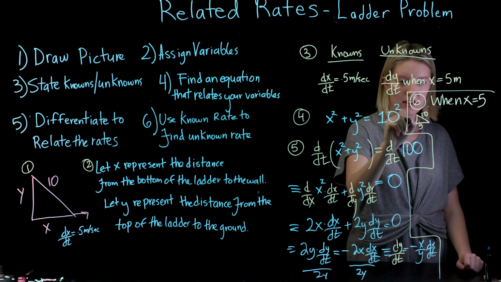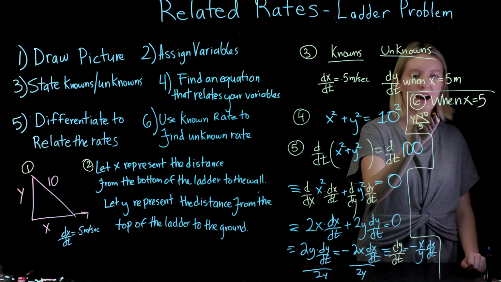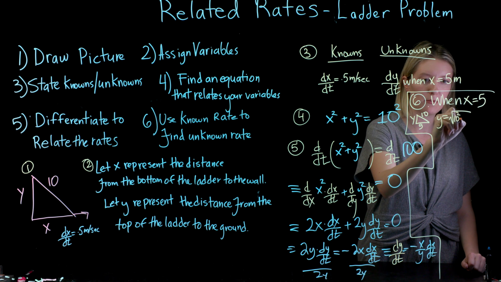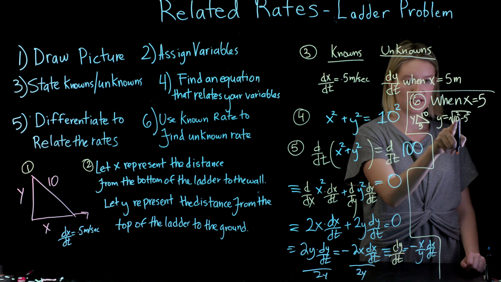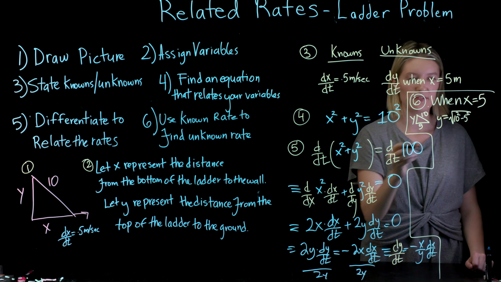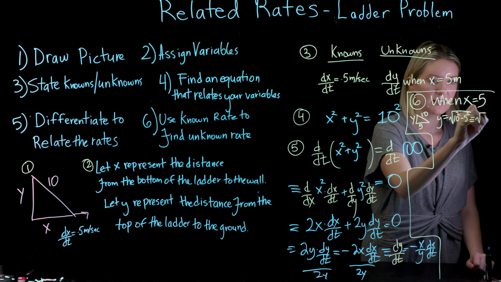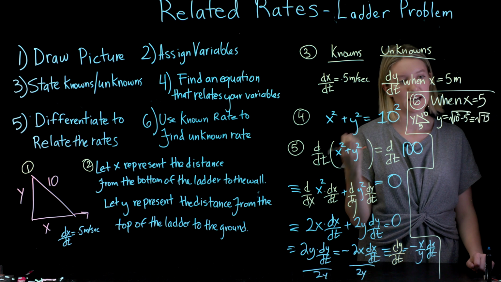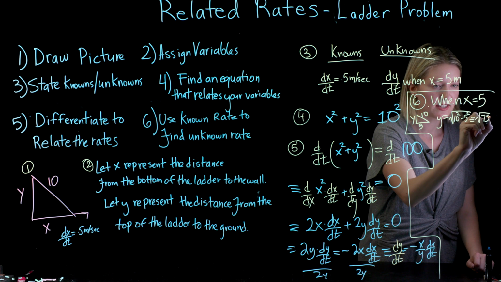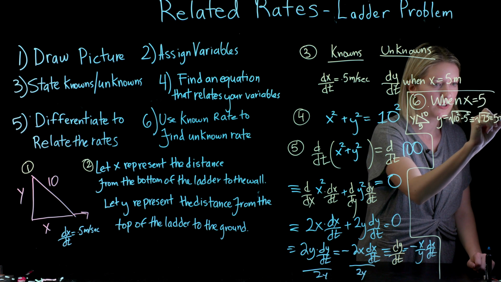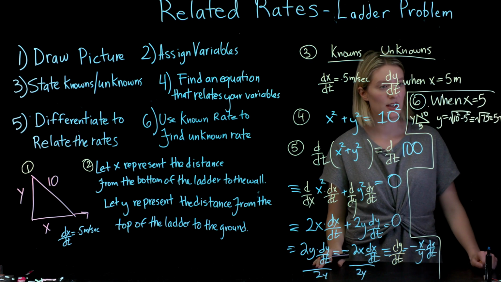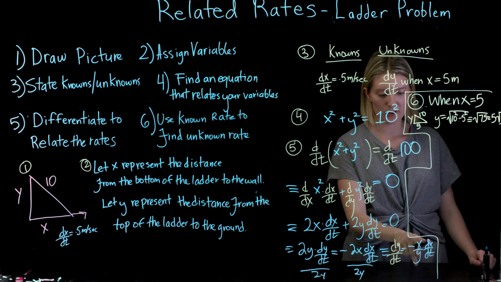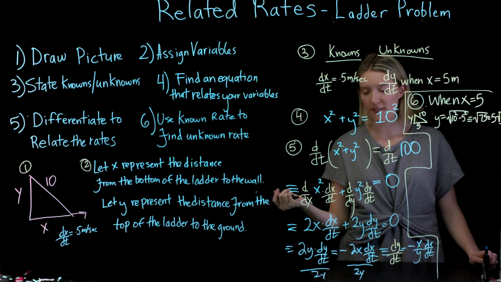So I have my little triangle right here, and I say, okay, well, when x is equal to 5, then y is equal to the square root of 10 squared minus 5 squared. This is 100 minus 25, which is 75. So this would be the same as the square root of 75. And I could simplify this by pulling out the square root of 25. This is the same as 5 root 3. So I know that y is equal to 5 root 3. I know x is equal to 5. And I also know that dx dt is equal to 0.5 meters per second.